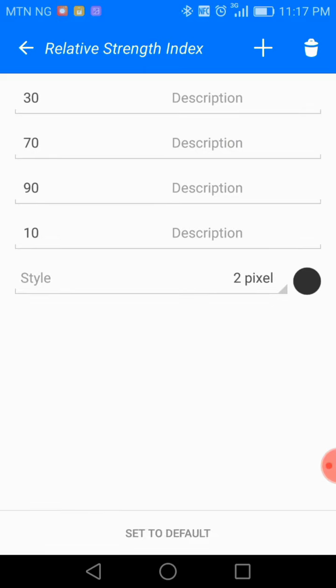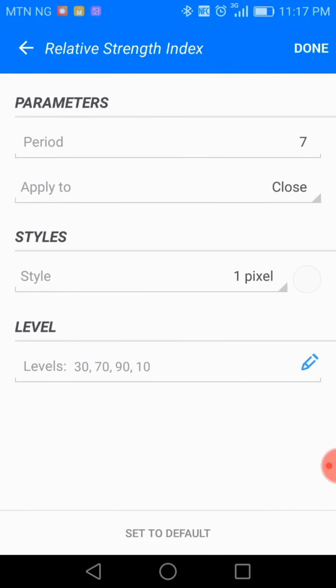Then we have the levels. Very, very important. We have 30, 70, 90, 10, and then the style is 2 pixels. Color is black. Okay, if you are using a white background, then you can choose any other color for the styles, right? Then you click done.